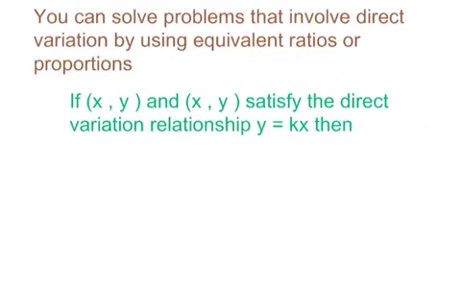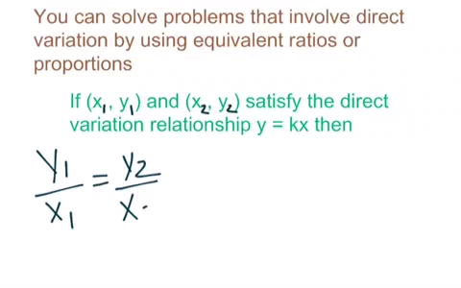Now you can also solve problems that involve direct variation by using equivalent ratios or proportions. So this is talking about word problems like pay per hour or speed per hour or anything like that. So if x1 and y1 and x2 and y2 satisfy the direct variation relationship y equals kx, then it's going to look like this: y1 over x1 equals y2 over x2.